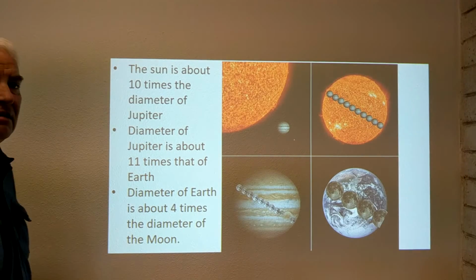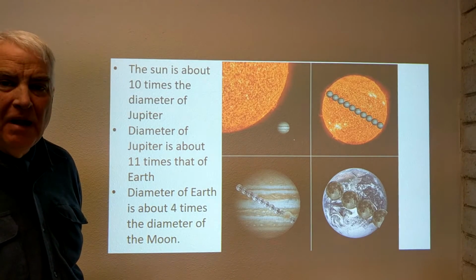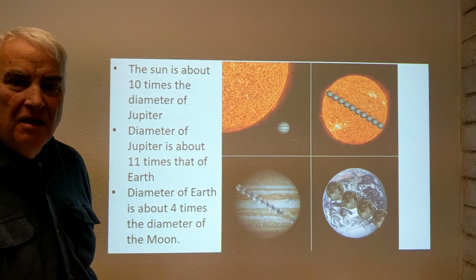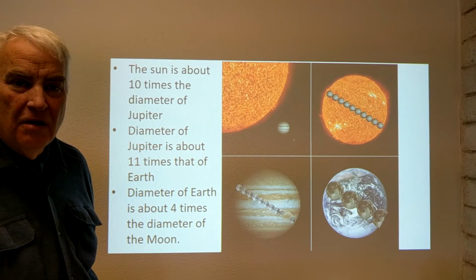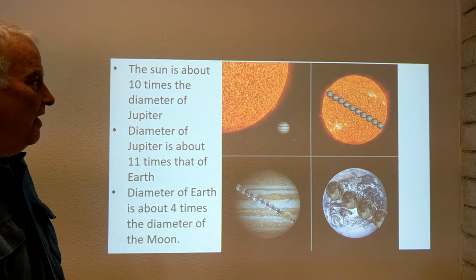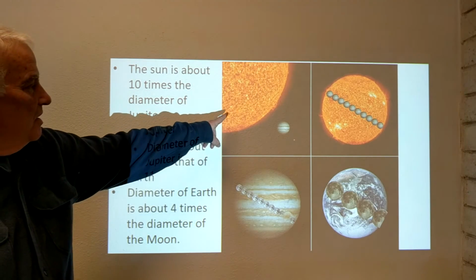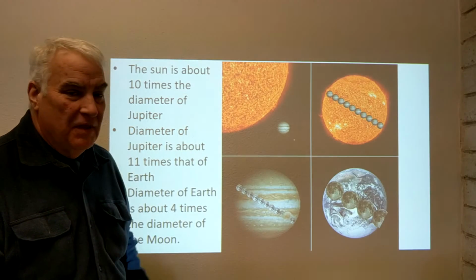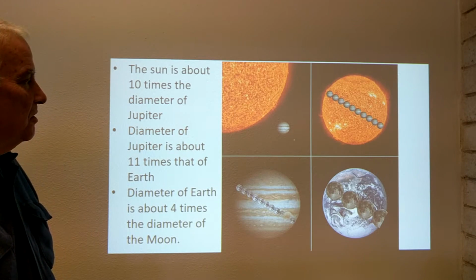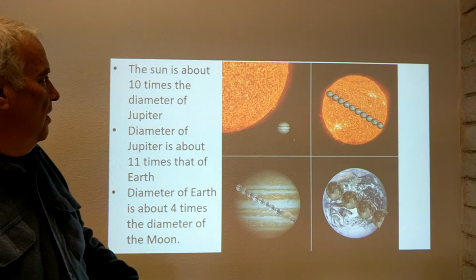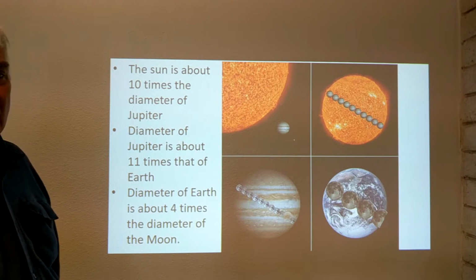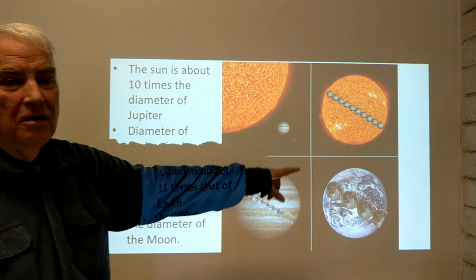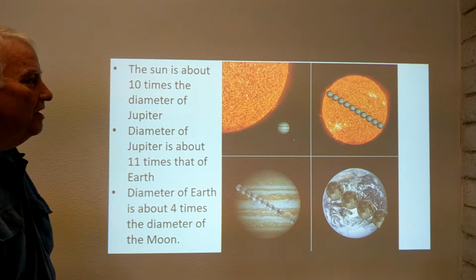If we look at a direct comparison of 3 major objects in the solar system, the Sun, Jupiter, and the Earth, we can see that the Sun is much bigger than Jupiter, which is also then much bigger than the Earth, but it allows us to compare that. The Sun is about 10 times the diameter of Jupiter. We can see here about 10 Jupiters cross the diameter of the Sun.